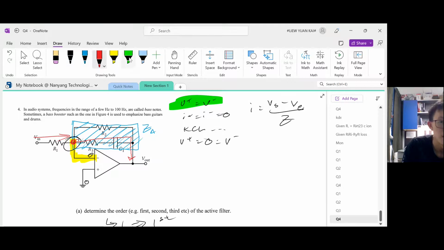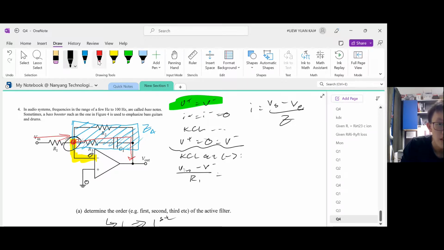Okay, so for example, the current going in, this one, we start from here, we end at here. Okay, so V start minus V end is, we start at V in, we end at this, which is V minus. So KCL at minus shows that current going in is V in minus V minus divided by R1.